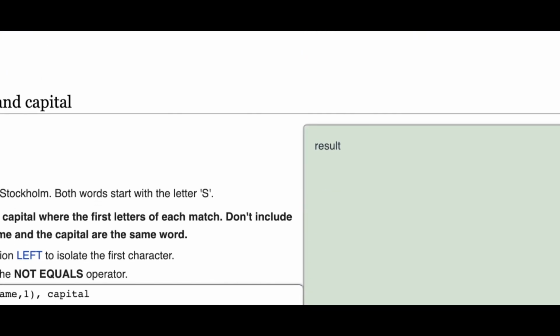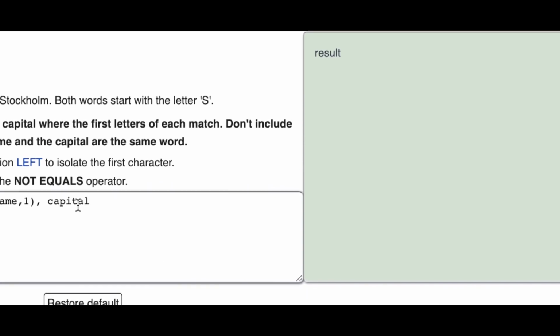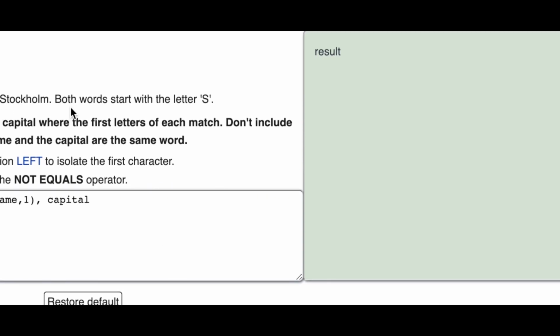Okay, matching name and capital. The capital of Sweden is Stockholm. Both start with S. The name and the capital have the same first letter. So we have to check only the first letter that is matching. Do not include the countries where name and the capital are the same word. Okay, use the left function to isolate. First things first, we only need 2 columns in the output, right?